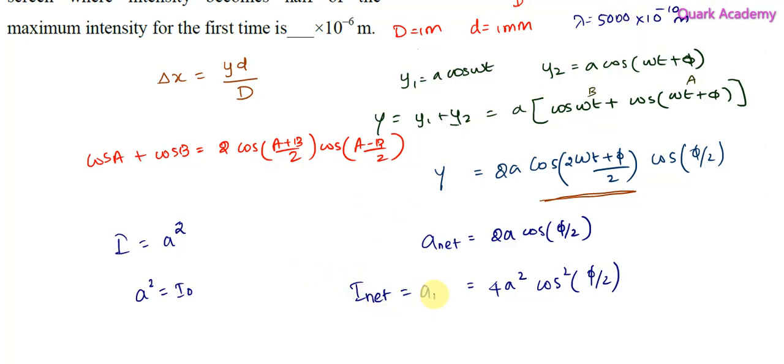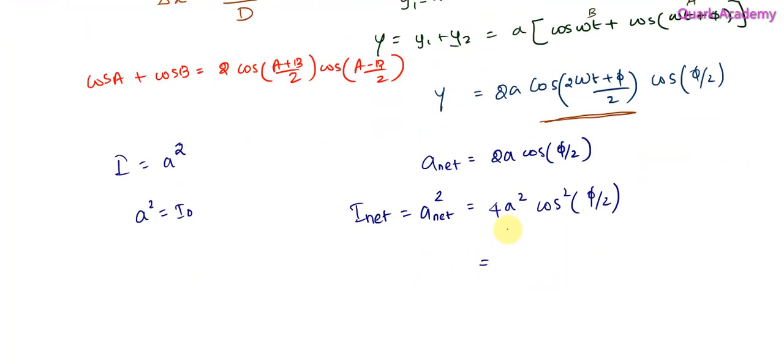I net equal to A net squared. Okay, so that's what I did here. And we can consider this A squared as I0, the intensity of the first wave, times cos squared phi by 2.